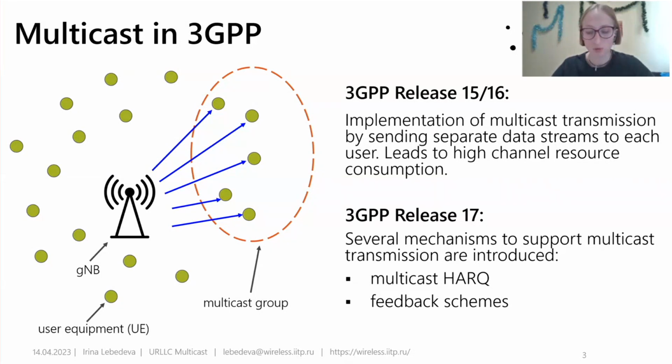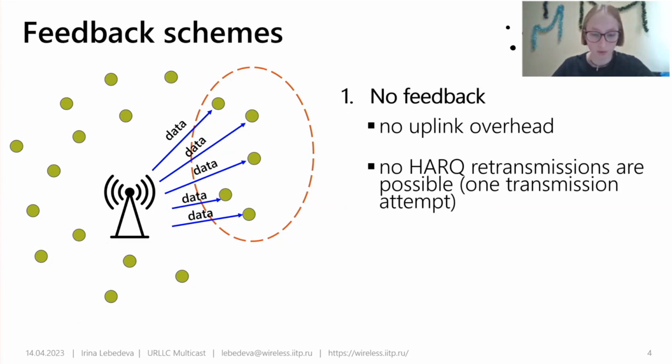In 2022, Release 17 of 3GPP offered a set of mechanisms to support multicast in 5G systems. One of the mechanisms is multicast hybrid automatic repeat request, HARQ, which improves reliability by retrying failed transmission attempts. So there are different feedback schemes that are used to provide acknowledgement of transmission. We consider three feedback schemes.